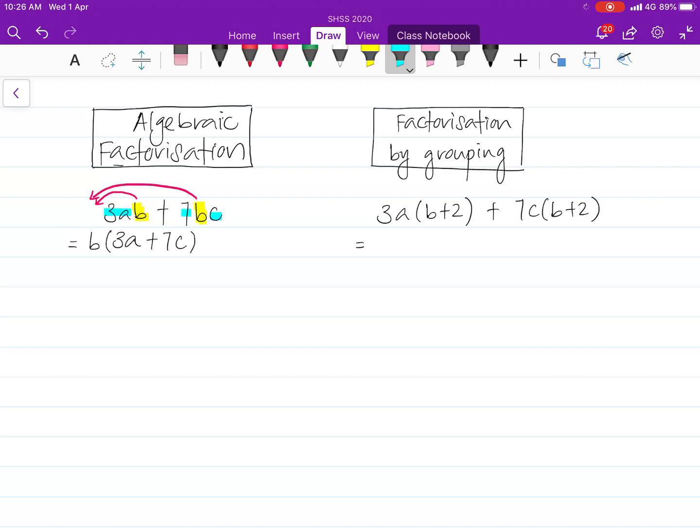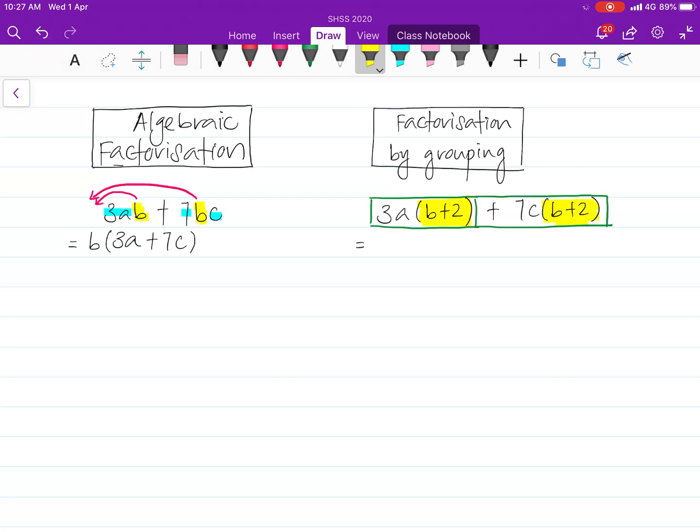If you were to take a look at the right side of my screen, you will see that there's a similar question. 3a bracket b plus 2 plus 7c bracket b plus 2. Now, there are two terms here in this algebraic expression. 3a(b plus 2) and positive 7c(b plus 2). If you were to take a look at these two terms, you'll be able to identify immediately that b plus 2 is the common factor in these two terms.